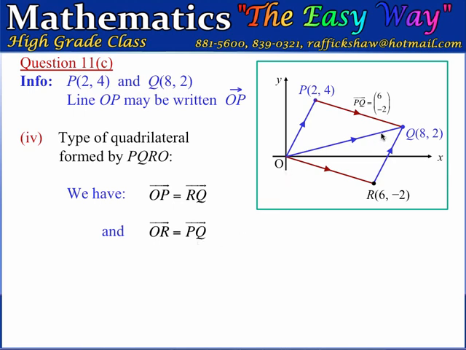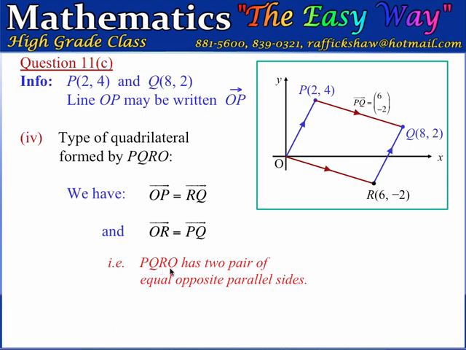And if we remove this vector line, we will see the quadrilateral PQRO, and this quadrilateral will therefore have two pairs of equal opposite parallel sides, and so we can write that the quadrilateral PQRO has two pairs of equal opposite parallel sides, and a quadrilateral which has two pairs of equal opposite parallel sides is called a parallelogram. And so PQRO is a parallelogram.